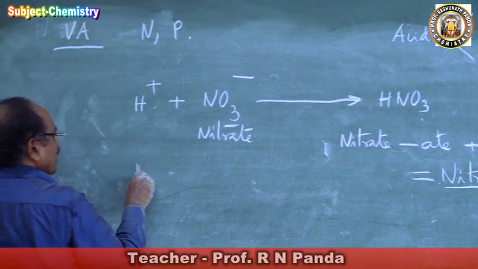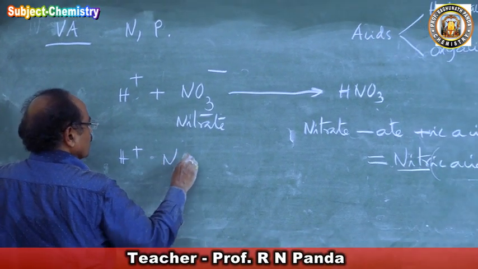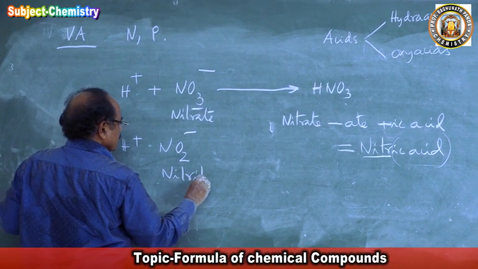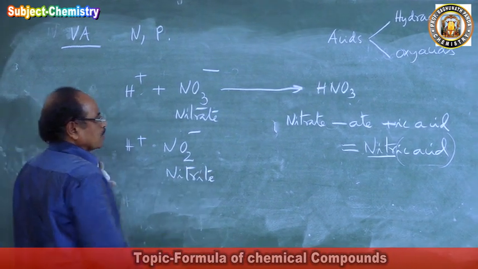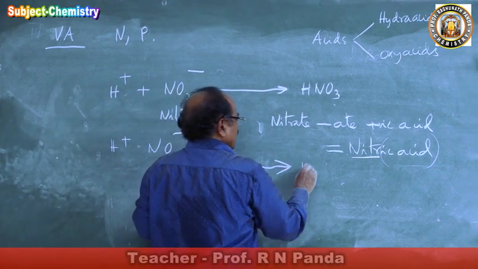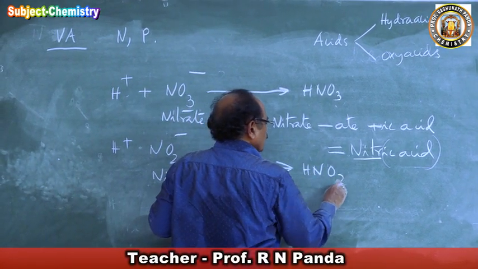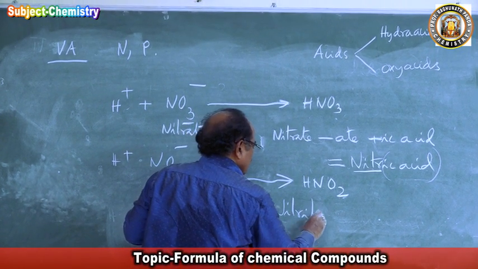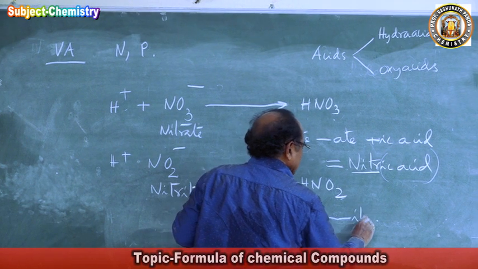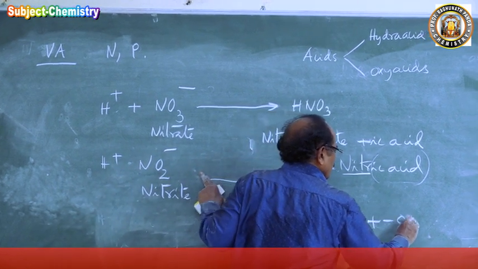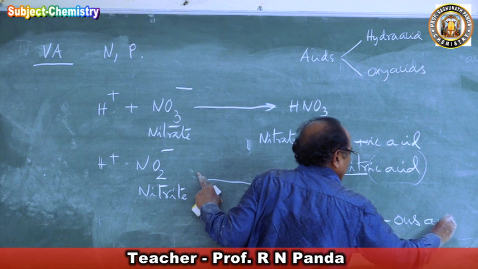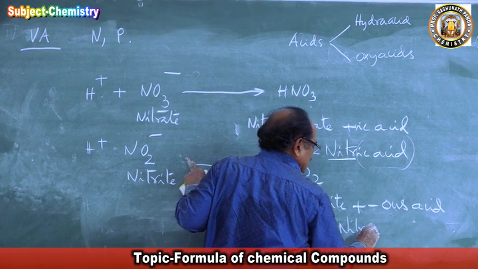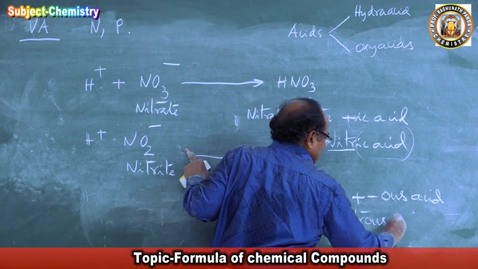And H plus now will combine with NO2 minus. NO2 minus is what? Nitrite. So the formula of the acid will be what? HNO2. What is the name? Nitrite minus ITE plus OUS acid. I told you, the lower acids. So this will be nitrous acid. Nitrous acid.